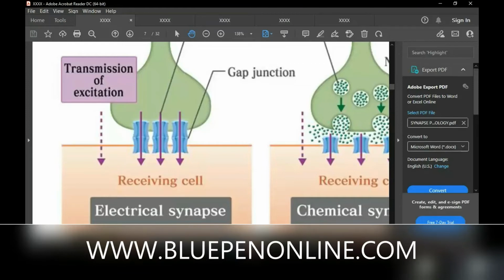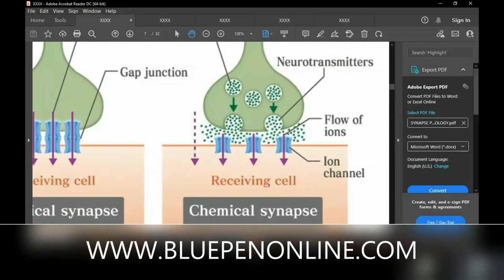Okay, and in chemical synapse, here you can see there is no connection, so the neurotransmitters are released first into the space called the synaptic cleft, and they bind to their receptors on the postsynaptic membrane. So there will be some delay in transmission of impulses when it comes to chemical synapse. And what may be the reason for that?